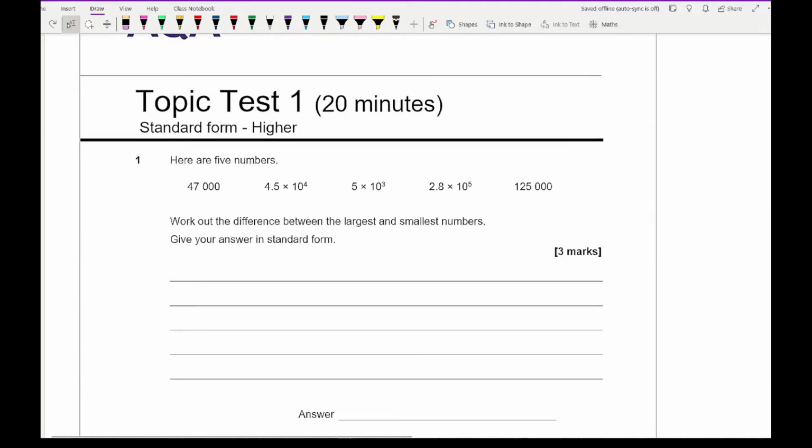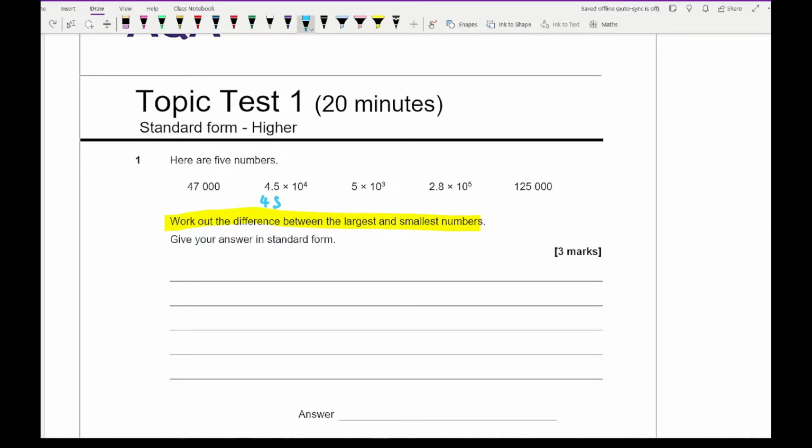So question 1 says, here are 5 numbers. Work out the difference between the largest and the smallest number. Give your answer in standard form. So it's really important that we do establish that this is what the question is asking, to work out the difference between the largest and the smallest. Now from the options you can see we've got an array of numbers written in ordinary form and in standard form. Now I personally would say it's worth just converting all the numbers into ordinary form.